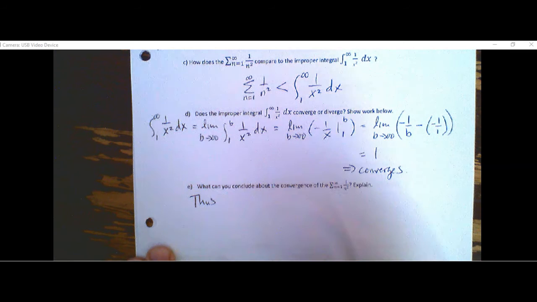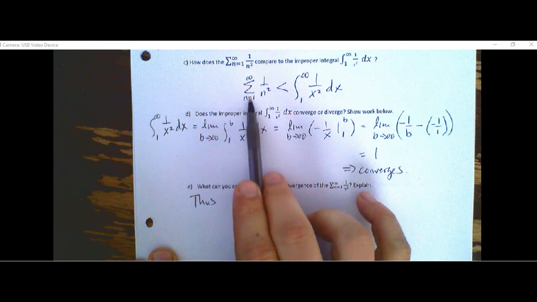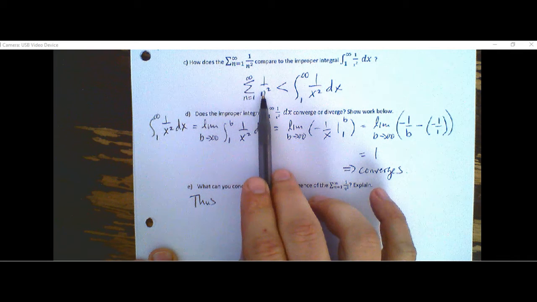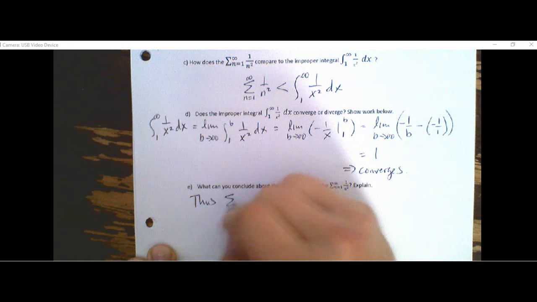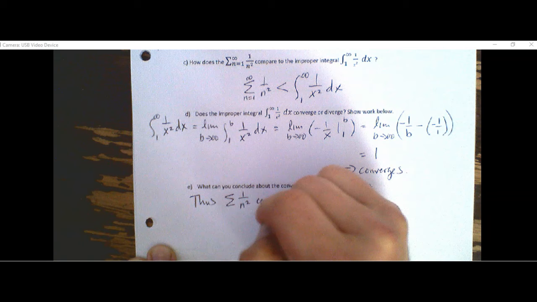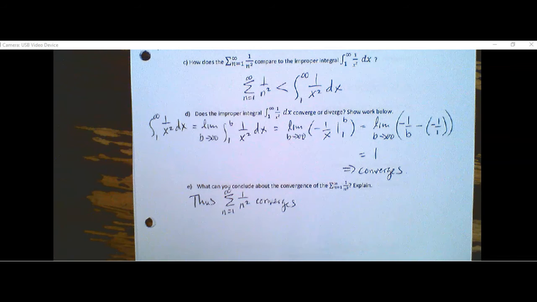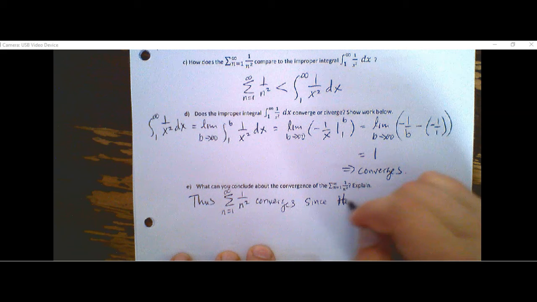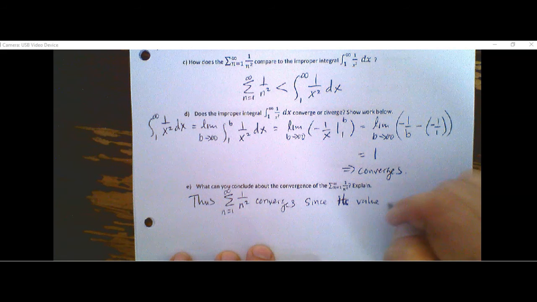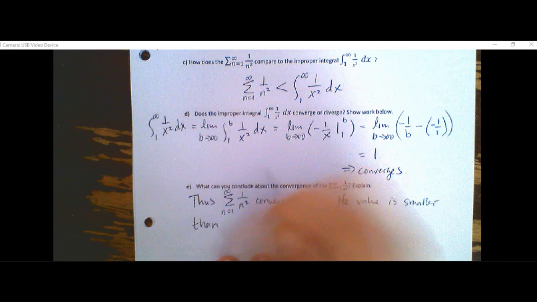Thus, if this is a finite value, and we know that the sum is less than that, then we know that the sum also converges. Thus, sigma 1 over n squared converges, since its value is smaller than 1.